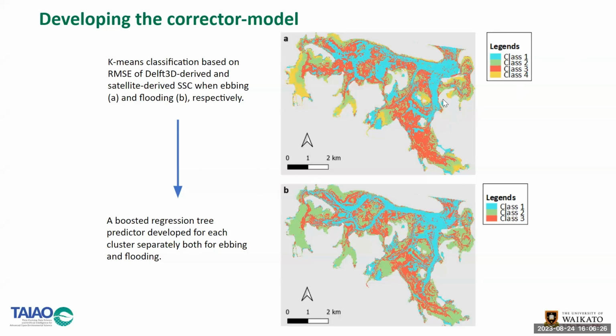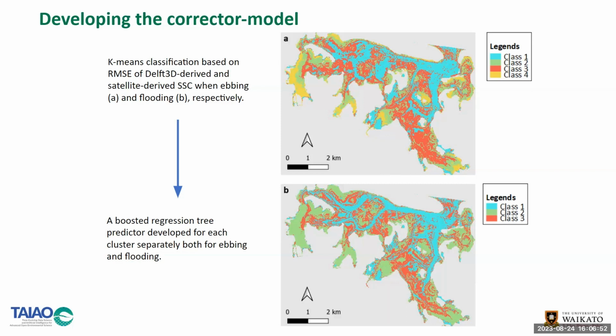And you can see that the channel regions tended to be one class. We allowed 4 classes. These in-between regions, class 2, and these higher regions in the estuary, which tend to be muddy, they tended to be class 4, whereas which one? Oh dear, I'm getting mixed up between flooding and ebbing. I think this is ebbing and that's flooding. And so you can see that we had one extra class in one of them.